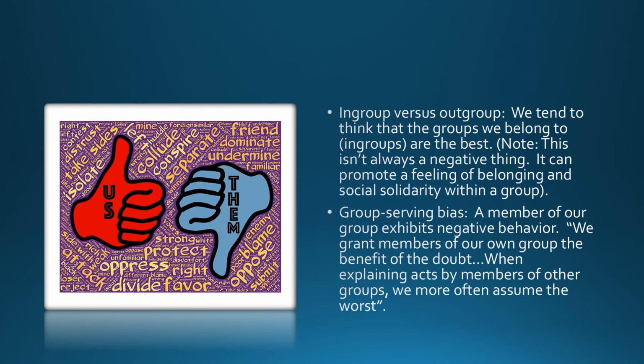In-group versus out-group thinking. We tend to think that the groups we belong to are the best, which isn't always a negative thing. Groups can promote a feeling of belonging and social solidarity. However, it can also make us think we're the best, therefore we're prejudiced against other groups. The group-serving bias is when a member of our group exhibits negative behavior. We tend to give them the benefit of the doubt. When someone is like us, we tend to give them the benefit of the doubt. Oh, well, it was just the situation. It's not who they really are. But when someone in an out-group, in a group that we're not in, displays a negative behavior, we often assume the worst. We often assume that it must be who they are. It must be their traits.